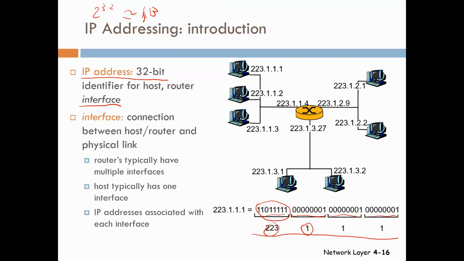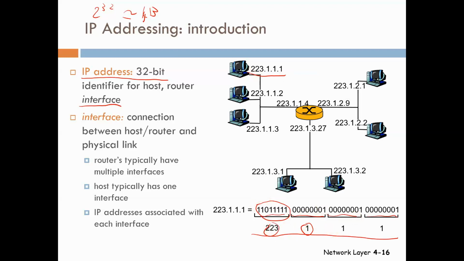And then the IP address would be 223.1.1.1 as you see here. This is how you write the notation of the IP address. And this is the IP address that you see on your computer, for example, if you write ipconfig in your command prompt.